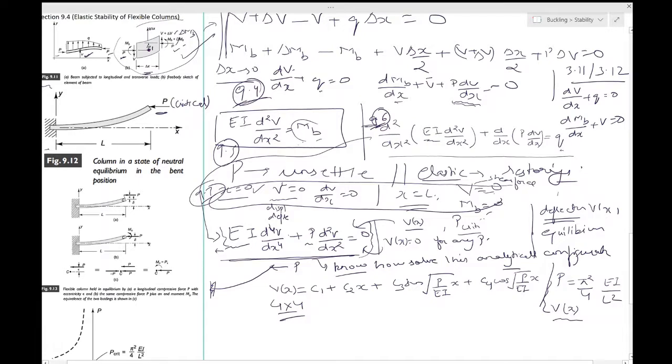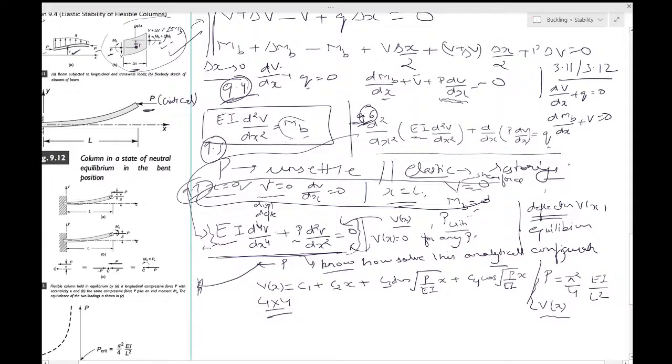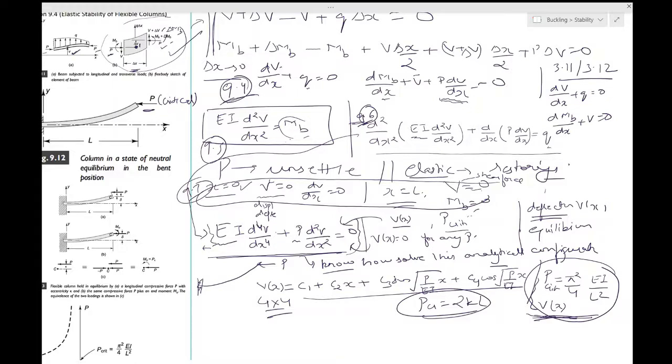Now we want to take it a step further. So this is what it takes to find the critical load. Remember when we had said P critical in the earlier case was about 2KL, it was easy there, but it took an effort like this to find what the critical load and the configuration is at that point.